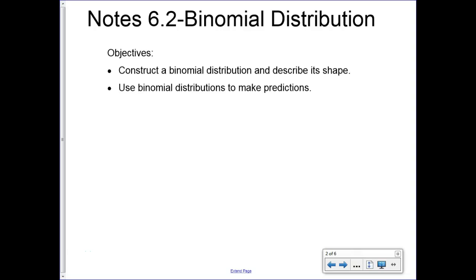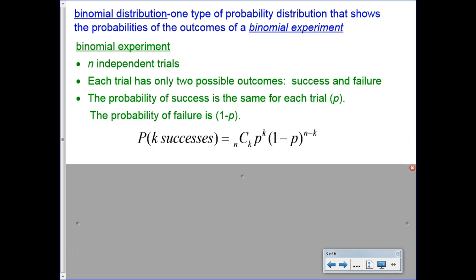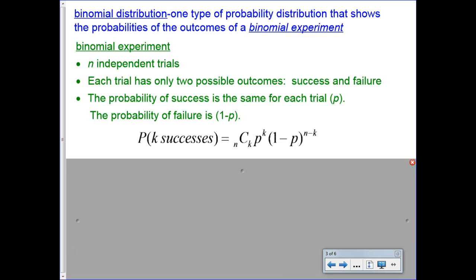Alright guys, today we are looking at binomial distribution and how to construct it. Binomial distribution is one type of probability distribution that shows the probabilities of the outcomes of a binomial experiment. A binomial experiment has some number of independent trials. Each trial has only two possible outcomes, success and failure.